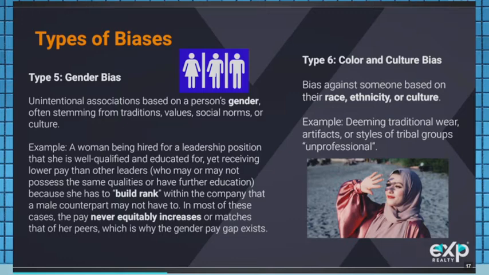In most of these cases, the pay never equitably increases or matches that of her peers, which is why the gender pay gap exists. So gender bias is one where we have very, very clear-cut, measurable proof that this is something that business culture in general has, right?